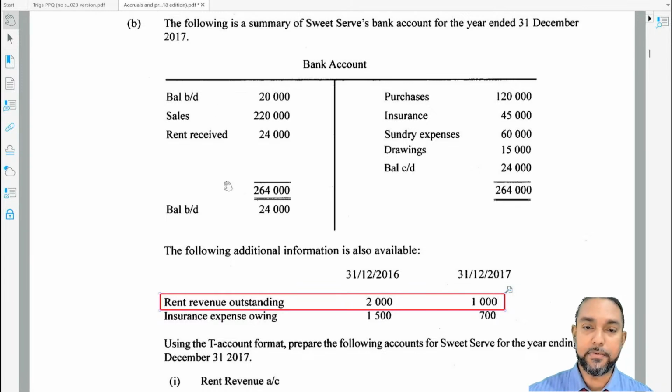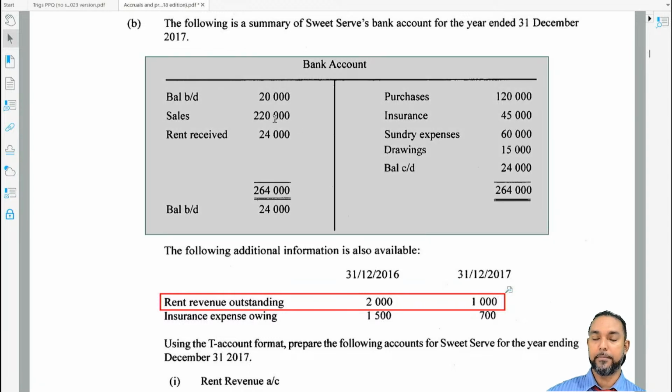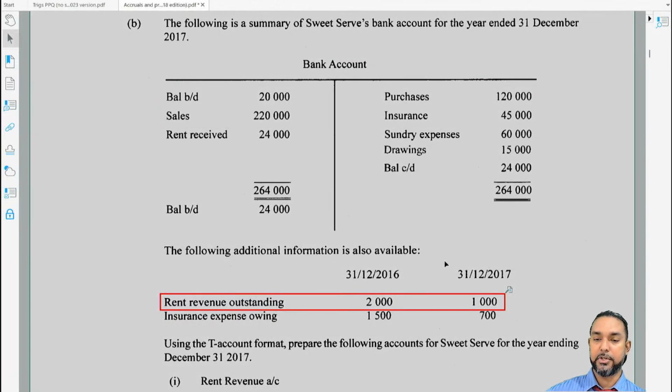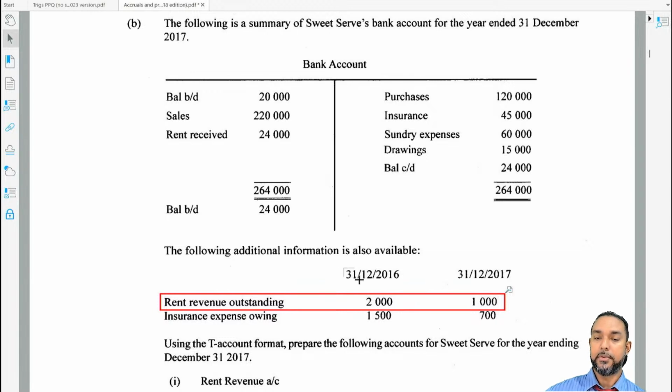Right. So it says the following is a summary of Sweet Sales bank account for the year ended 31st December. So the bank account will show us all the money coming in on the debit side, all the money going out. We have this figure for rent received here. The following additional information is also available: 31/12/2016 and 31/12/2017. So this is the end of 2016, this is the end of 2017. So these balances they give us here are 1 year apart.